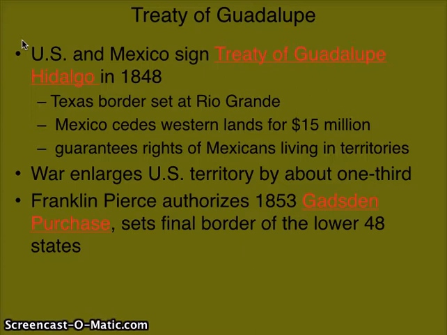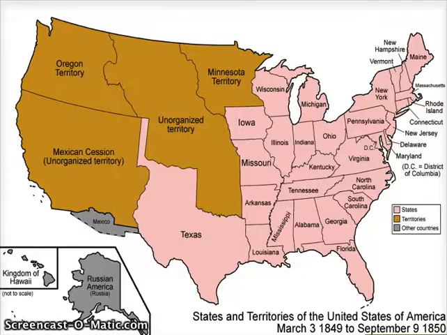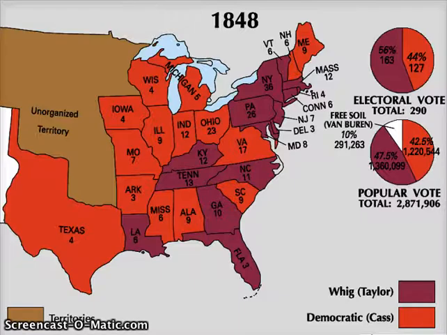This war, which is not a very bloody war, enlarges the U.S. territory by one third. We also have Franklin Pierce. He ends up solidifying America's territory gains in the West in 1853. And this sets the final border to 48 states. So here what we have is the map developing of many more states.